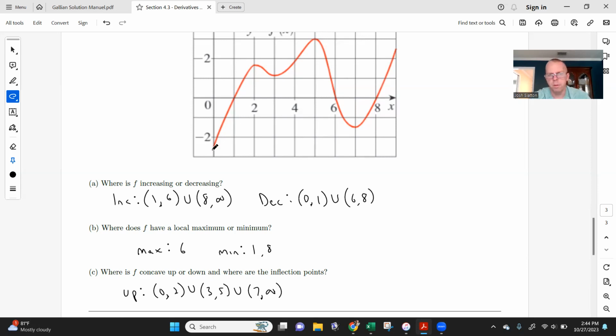All right, so then everywhere else must be concave down. So concave down wherever it is decreasing. So we have 2 to 3 union 5 to 7.